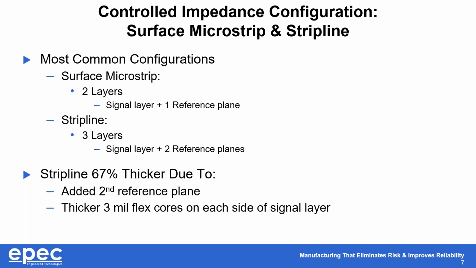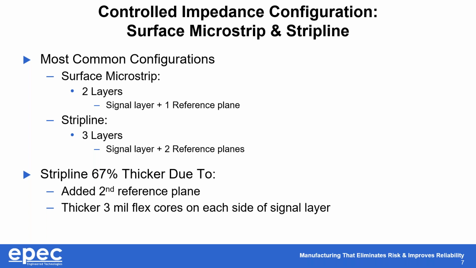This is a 3-layer configuration. Your signal layer is sandwiched between 2 reference planes, so there's one above and one below. The advantage of the stripline is you've now also achieved full shielding on your signal traces, which may be a necessity depending upon your EMI and RF requirements.